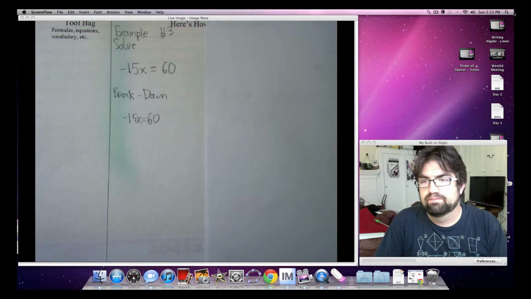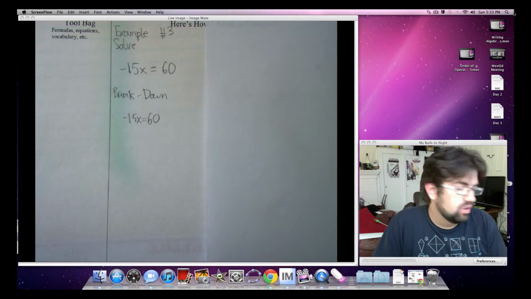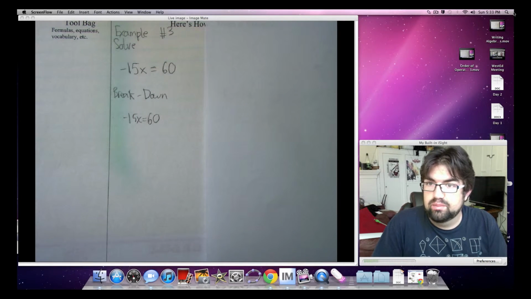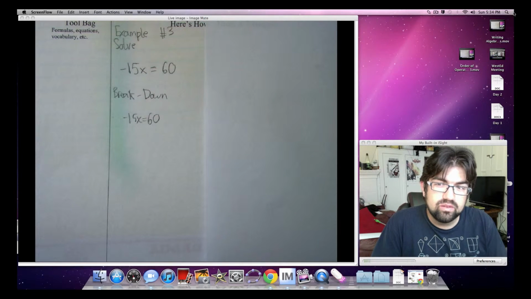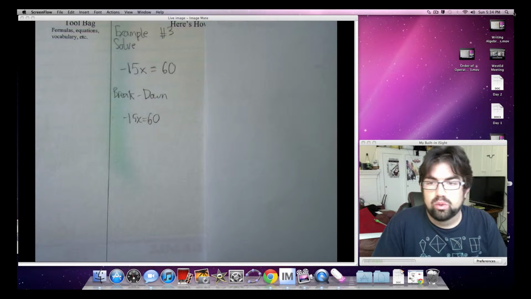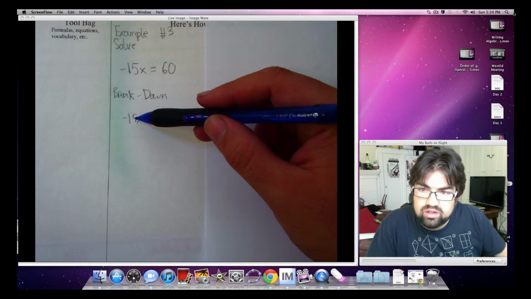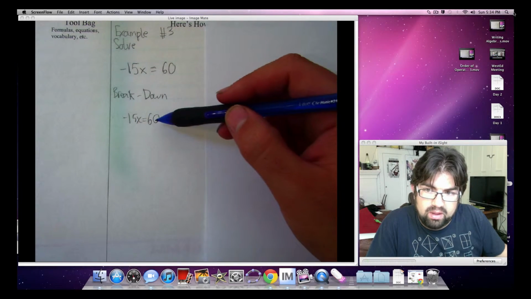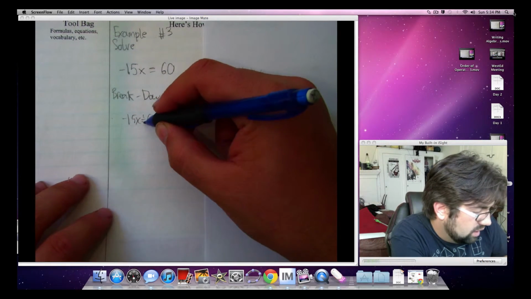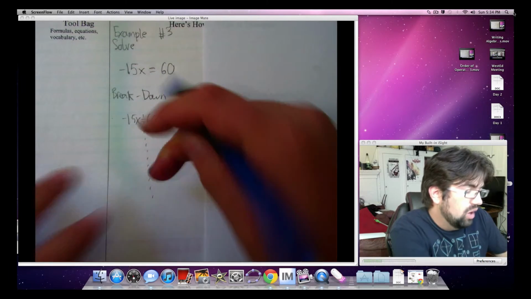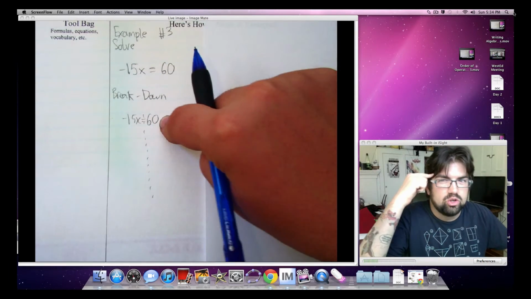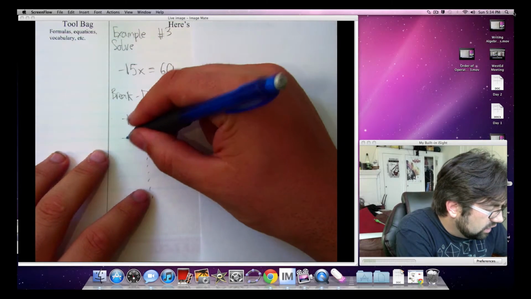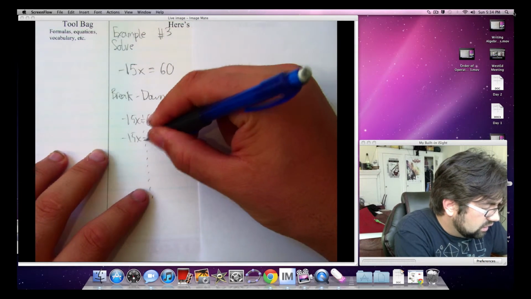So breakdown again, because for me, I really enjoy breakdown. Negative 15 times x is equal to 60. So here's another thing about a negative times some number equals a positive. So I'm gonna just rewrite, just keep, because you always have to think about what your original answer is. So negative 15x equals 60.